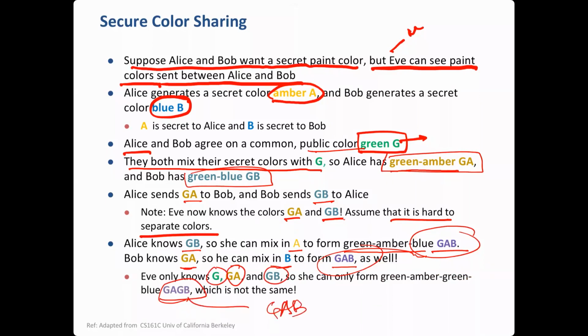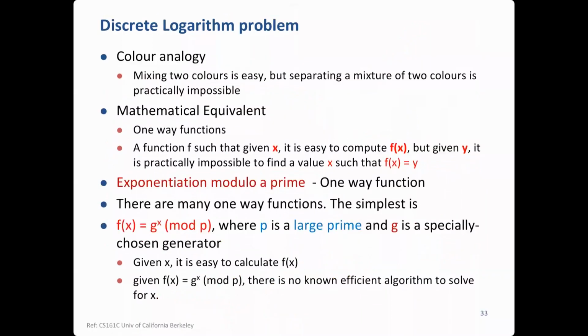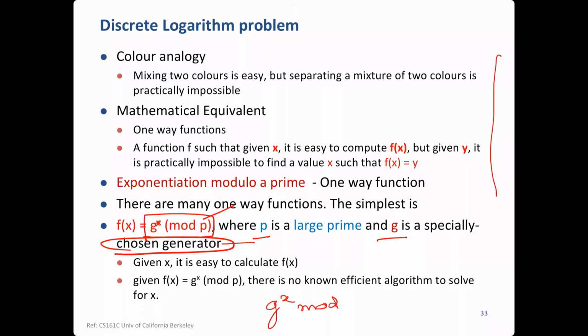Okay, so let's move on. One-way functions we have already studied. Now something important here is the function g raised to the power x mod p, where p is a very large prime, g is a specially chosen generator known to everyone, which is also large, and x is also very large. So remember this: g raised power x mod p. Both Alice and Bob have to calculate this.